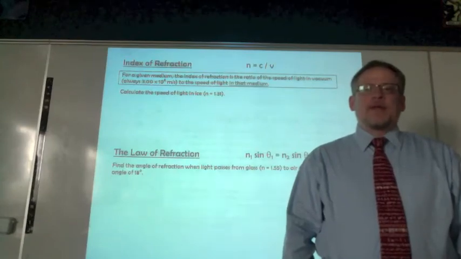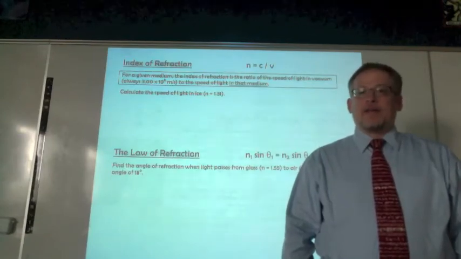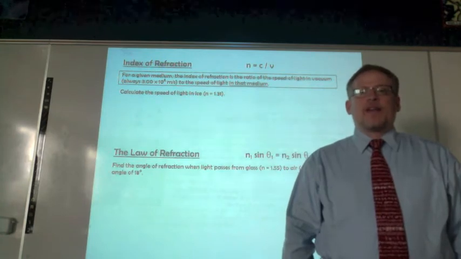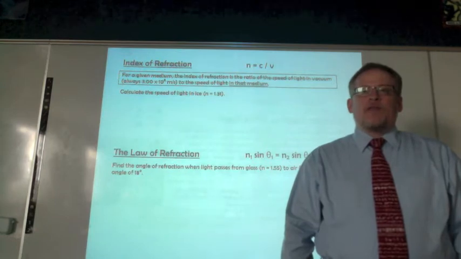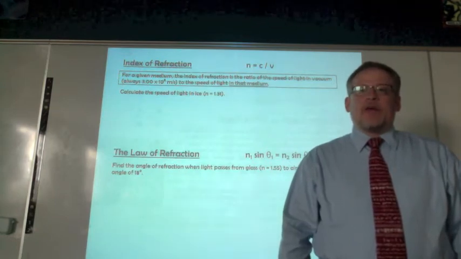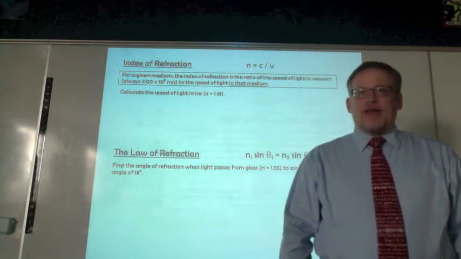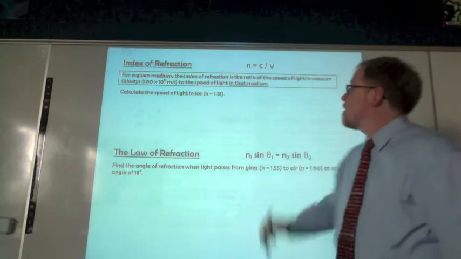This is the second segment about calculations related to light. This one is about how to find the index of refraction or the speed of light in a material. The formula we're going to be using is n equals c divided by v. N is the index of refraction.